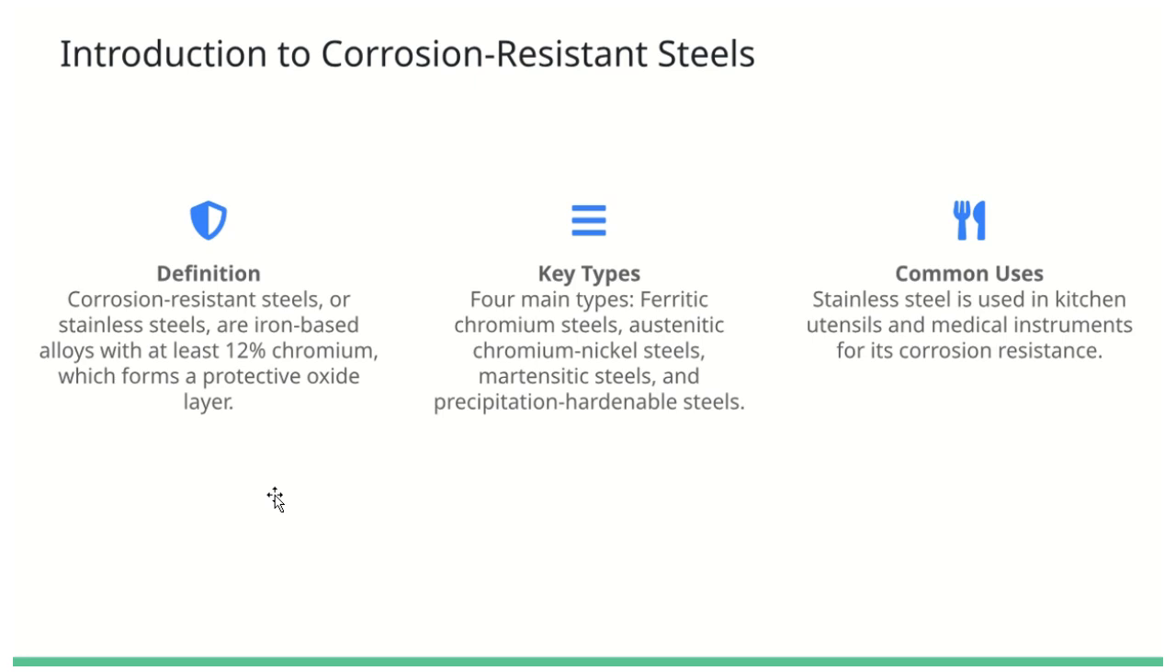Common uses are your kitchen utensils and your medical instruments. Kitchen utensils, I'm sure everyone in your house has them, the spoon, the fork, the knife, everything. They are all corrosion resistant. They have chromium inside. So you can go to your kitchen right now, get your fork and spoon, and you can see that they have the element of chromium inside. It is corrosion resistant.